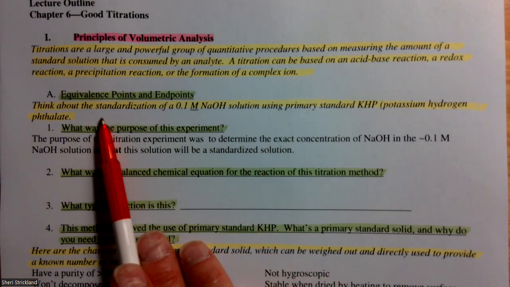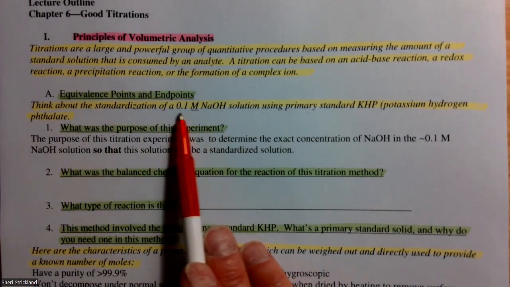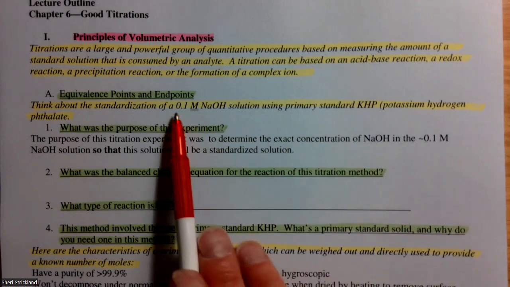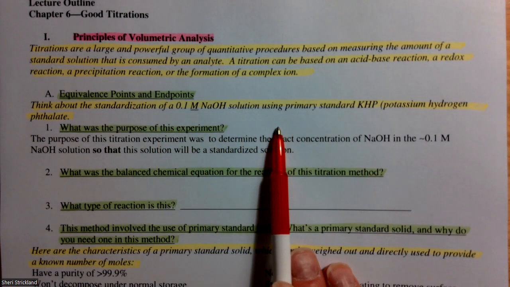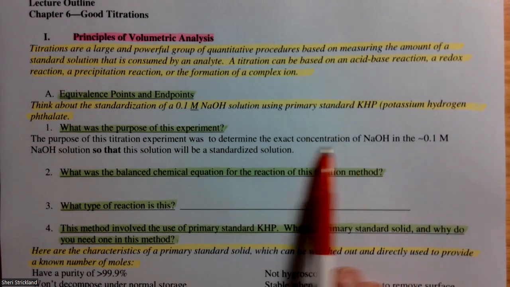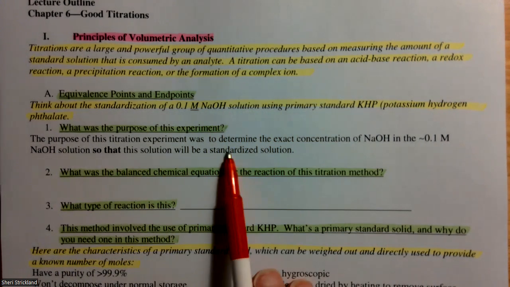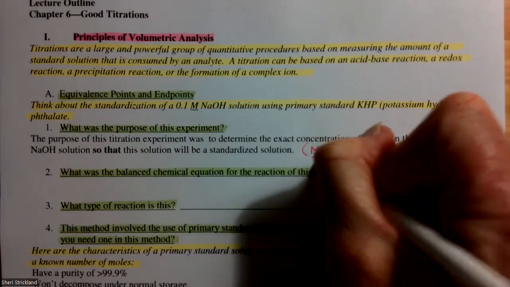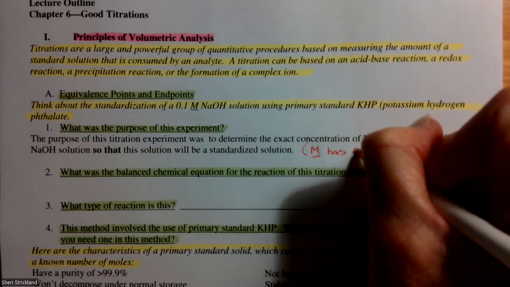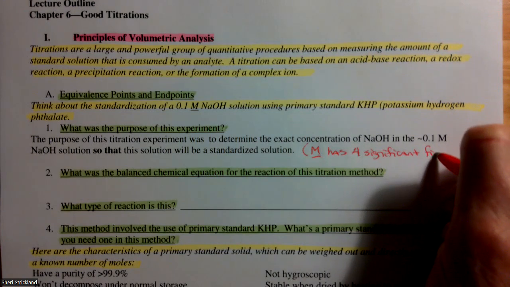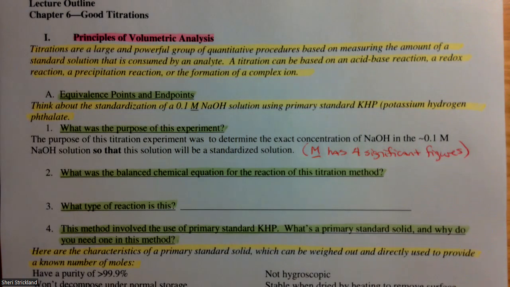So we're going to talk in the context of the standardization of an approximately 0.1 molar sodium hydroxide solution using primary standard potassium hydrogen phthalate, because you've done this one. So the purpose of the experiment was to determine the exact concentration of sodium hydroxide in this solution so that the solution will be standardized. And when it's standardized, then its molarity will have 4 significant figures, which can then be used to determine a fair level of detail in whatever you might want to use it for.